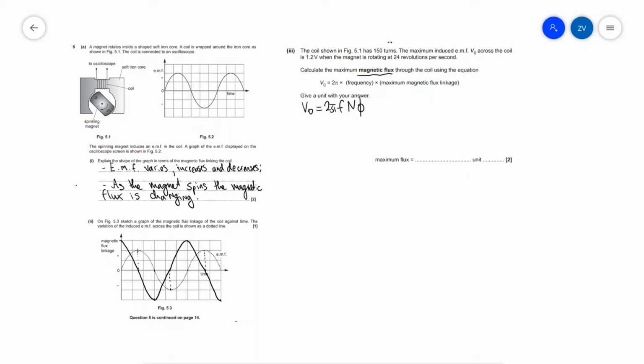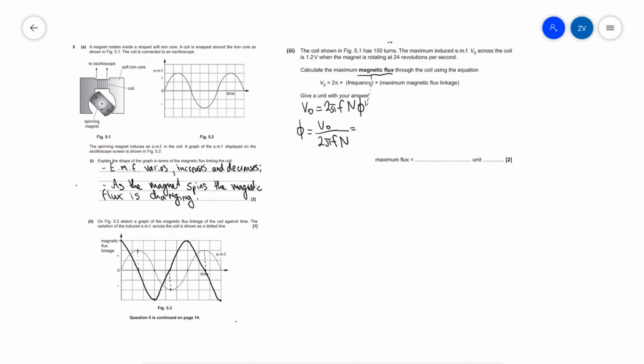We're looking for the magnetic flux. Now the magnetic flux is this quantity phi, not the magnetic flux linkage, which is N times the magnetic flux. So let's rearrange for phi. Phi is going to equal V0 over 2 pi f times N. Now we're ready to substitute some numbers into the equation.